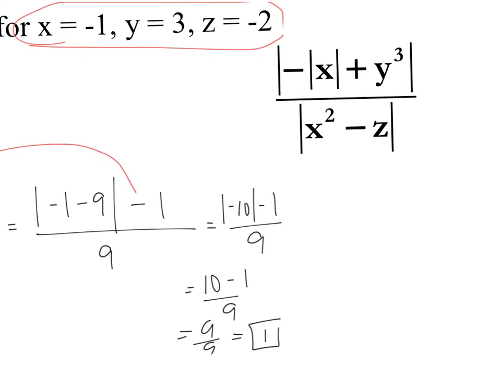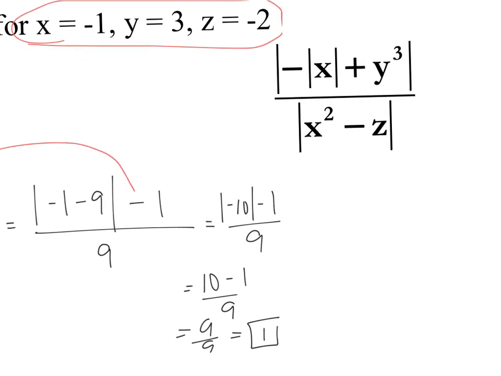I'm going to try and keep my x, my y, and my z in the window here. But I'll change colors so it doesn't get confusing. I'm going to keep my absolute value bars. I have a negative and then the absolute value of x, which is -1, plus y is 3. And that's all in absolute value bars.